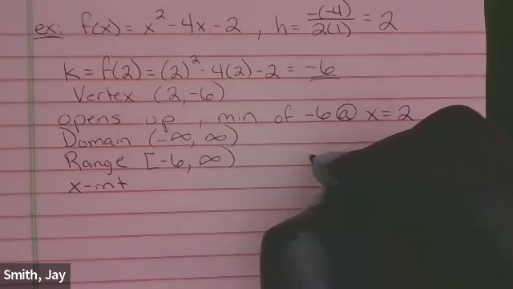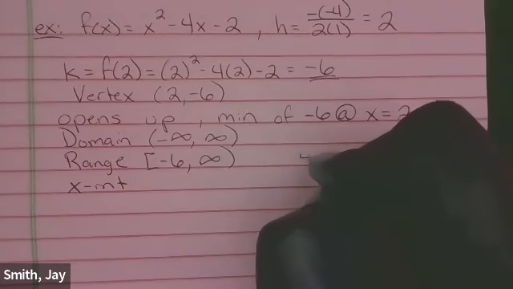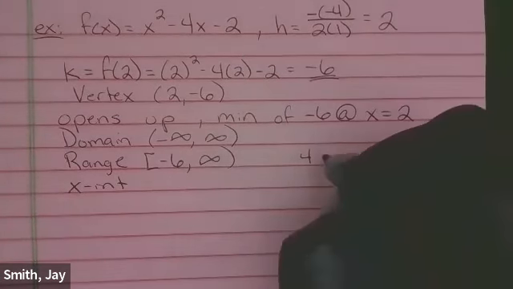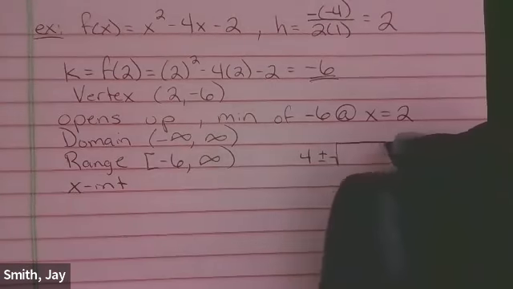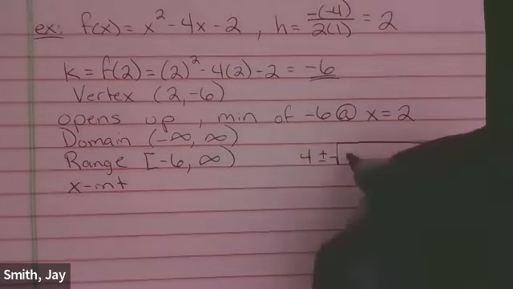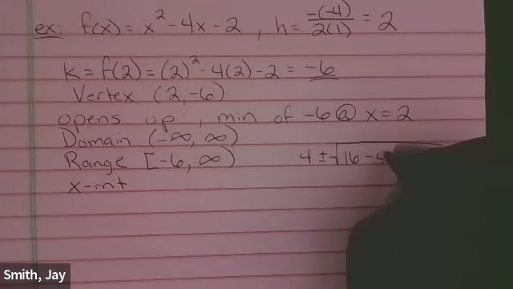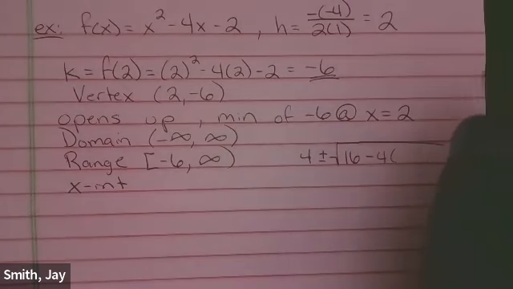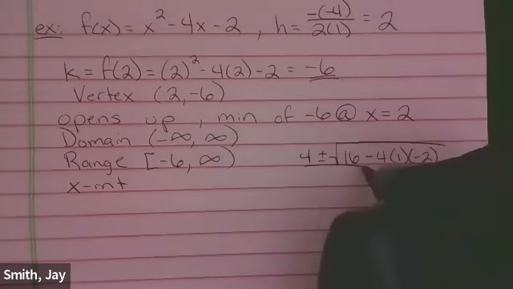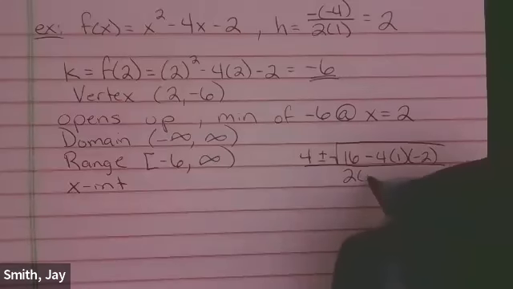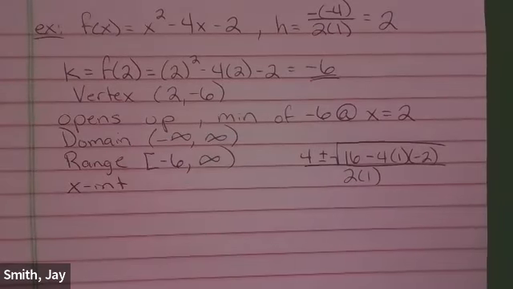The quadratic formula is negative b, or in this case negative negative 4, or positive 4, plus and minus the square root of b squared, and b is negative 4, so that'll be 16, minus 4 times a, which is 1, times c, which is negative 2. This is all being divided by 2 times a, or just 2.